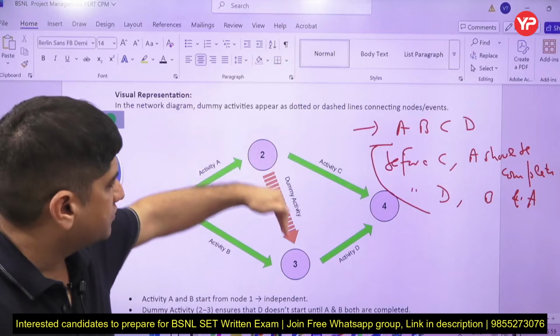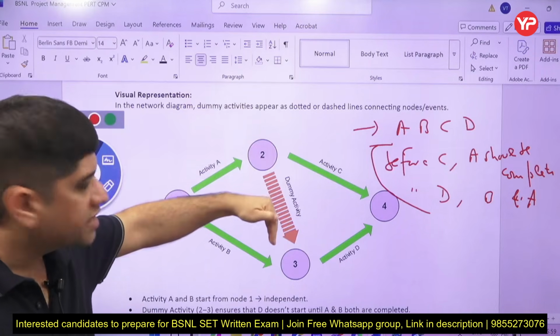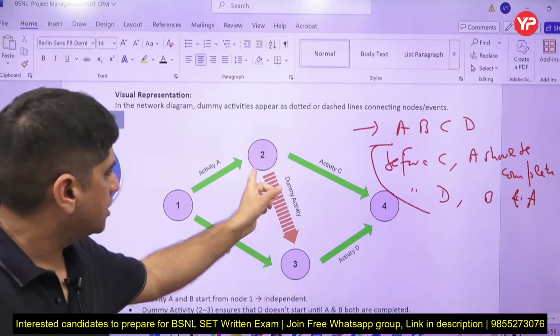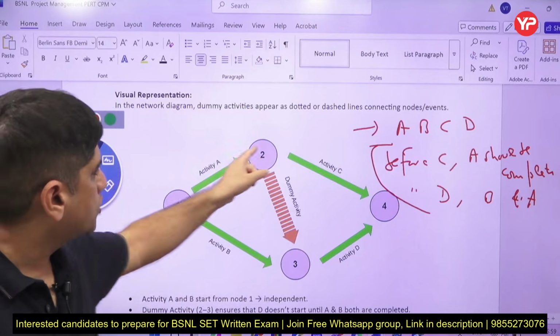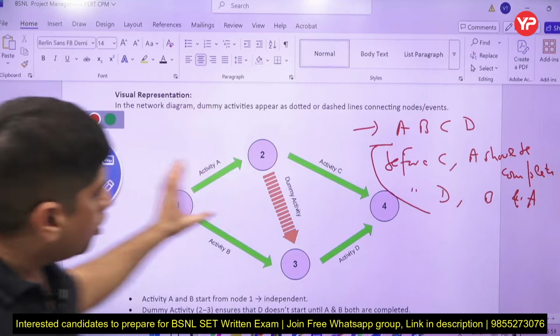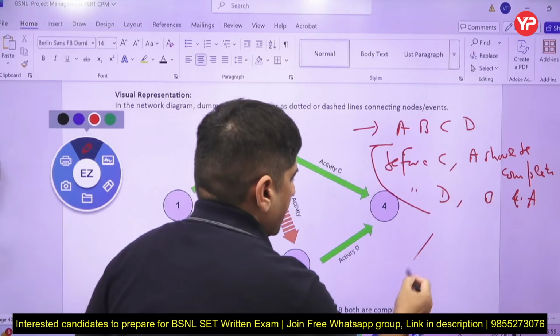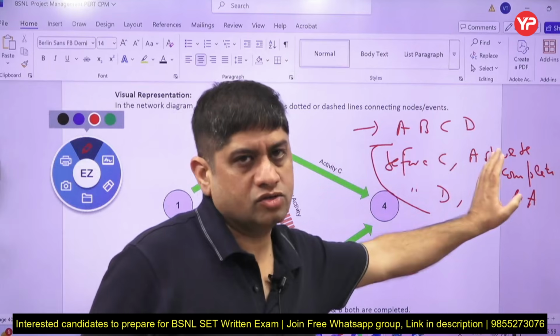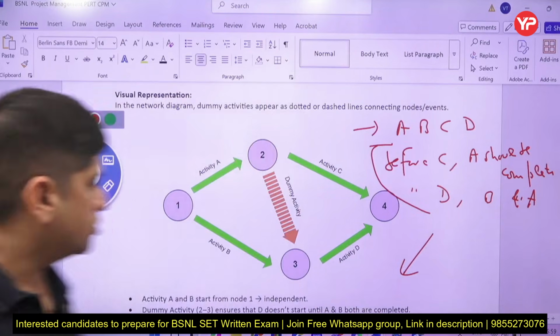तो हम ऐसी dummy activity लगा देते हैं. ये बस relation establish करता है कि D से पहले A और B दोनों हो जाएं. तो ये dummy activity से पहले A हो चुका है. And I tell you arrow always flow forward. कभी भी आपको network diagram में arrow ऐसा नहीं दिखेगा, पीछे की तरफ नहीं आएगा. Diagram flows forward, so arrow flows forward, ऐसा होता है.